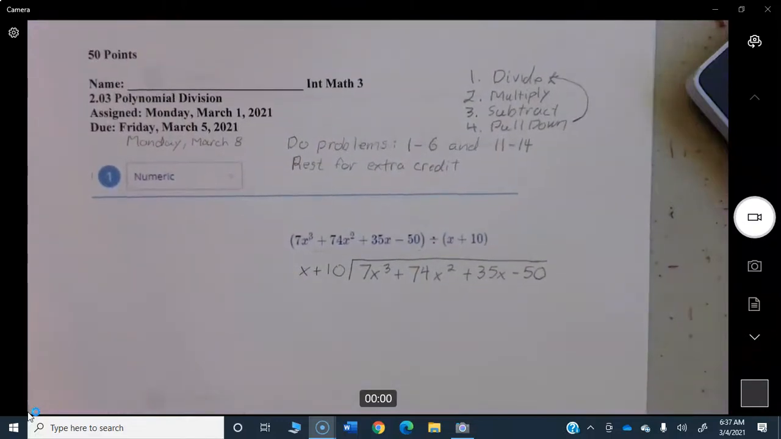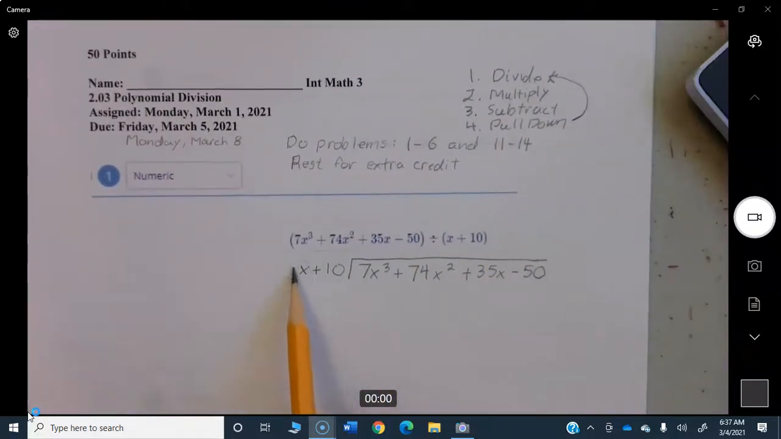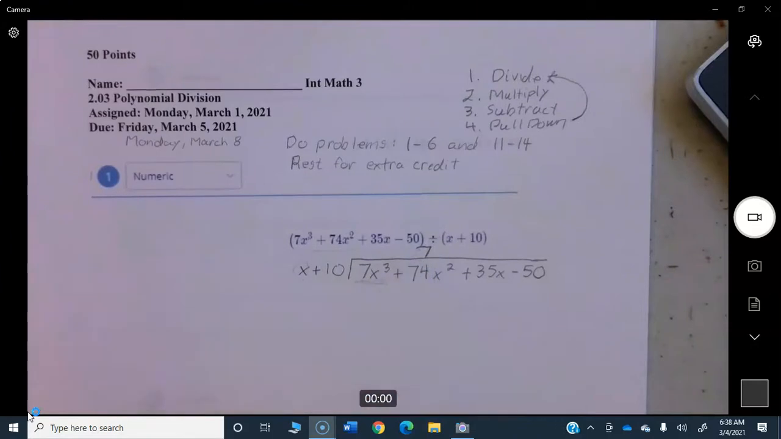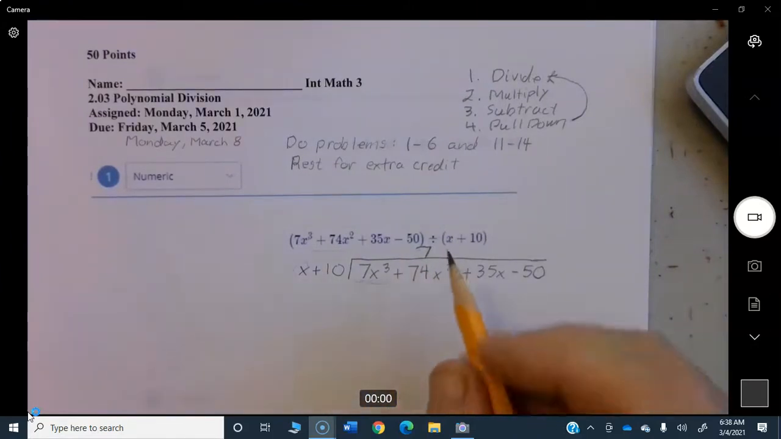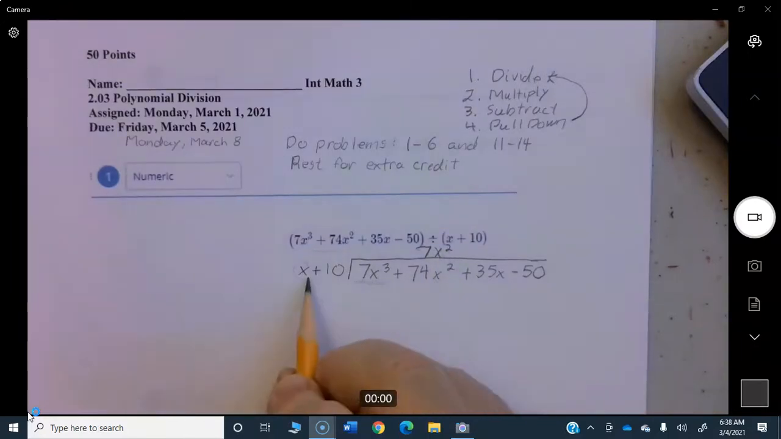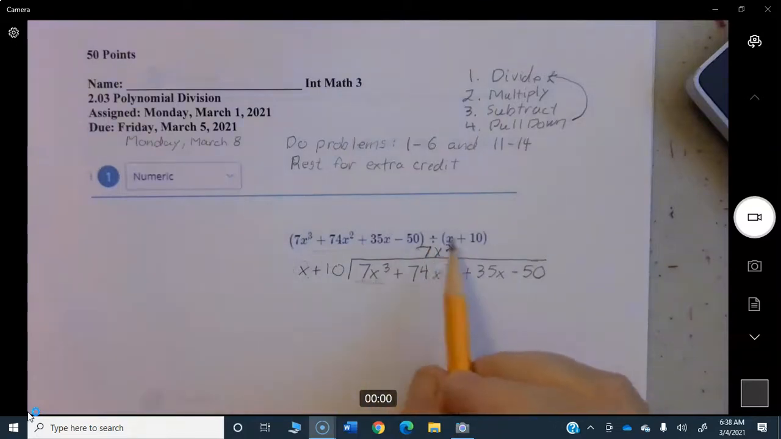So the first thing we're going to do is the divide step. And you're going to divide x into 7x to the third. And the way to do that is just think of it backwards. What do you have to multiply x by to get 7x to the third? Well, you obviously have to multiply it by a 7. So I'm going to put a 7 right here. And then x times what gives you x to the third? Well, you're going to need x squared. So x squared times x gives you x to the third. So 7x squared times x is 7x to the third.